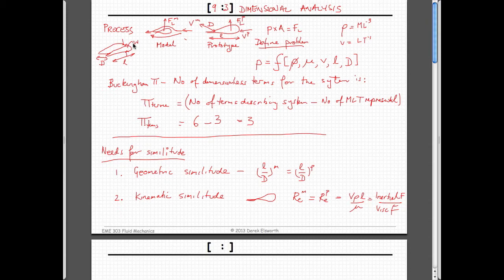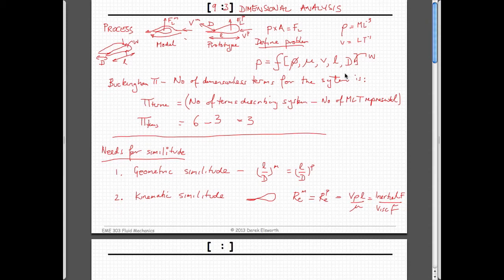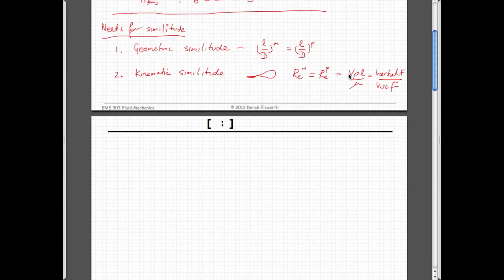You could probably make it thicker or thinner, but with the same geometric attributes of the shape of it, the thickness wouldn't make much difference. So we could, if we wanted, add W to this. The reality is that for a wing, the thickness of the wing doesn't make much difference, and so we haven't included it. But the point is, this can be any characteristic length that we want.